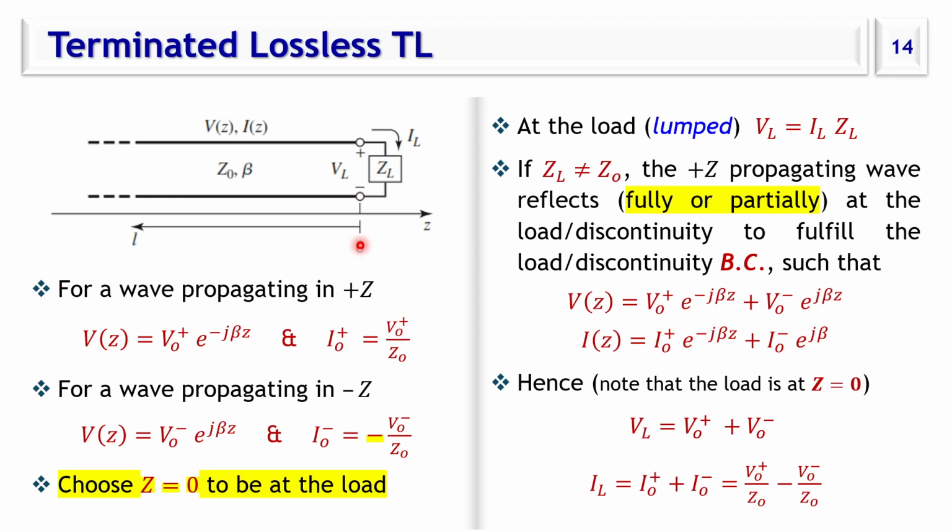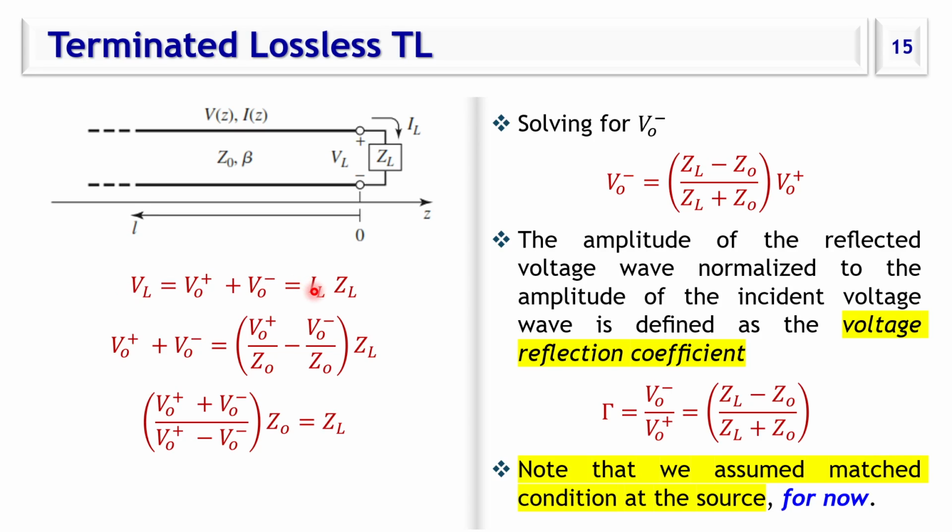And this is happening at Z equals 0. So the total voltage at the load, Z equals 0, equals V naught plus V naught minus. Current equals I naught plus I naught minus, or if we express it in terms of voltage, it will be V plus over Z naught minus V minus over Z naught. The boundary condition here is that V at the load equals I load multiplied by Z load. We write the equation, and this is the boundary condition. Rewriting it would express the negative propagating magnitude to the positive propagating magnitude with this ratio, V minus, the reflected wave.